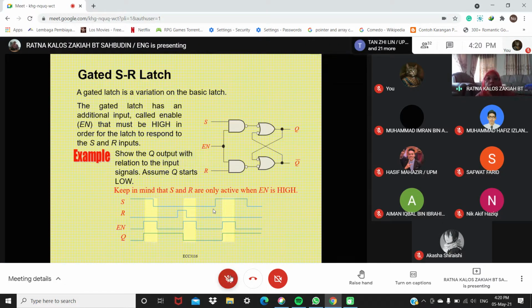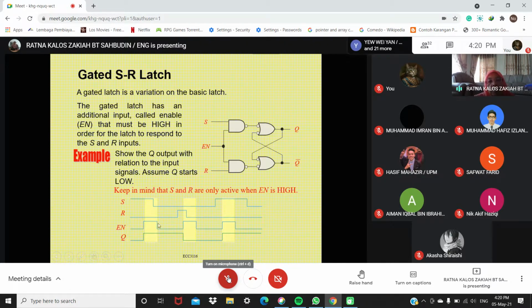Okay, so keep in mind that S and R are only active when enable is high. So this part: enable high, enable high, enable high. So it's important to look at this point. This is when S is 1, meaning S set, set.